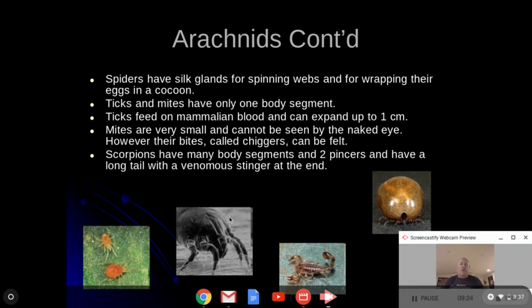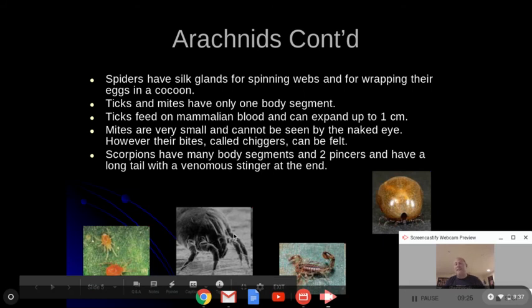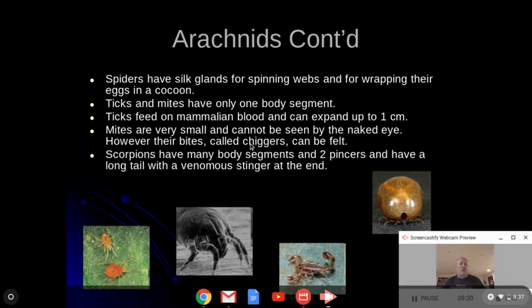Mites, on the other hand, are microscopic. You're not going to be able to see a mite. You can feel them. A lot of times if you walk in grass with no shoes or socks on, you'll get little tiny red bumps that are very itchy. Those bumps are called chiggers, and those are the bites of very microscopic mites that you cannot see.